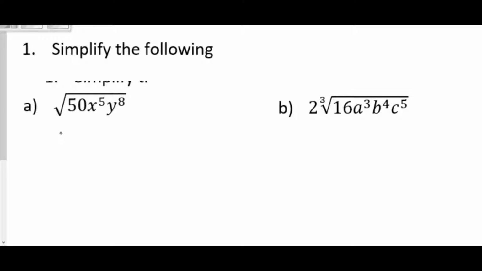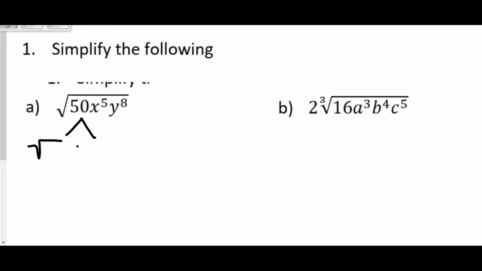So the first one is to simplify the following square root. It's the square root of 50, x to the 5th, y to the 8th. And the way that we think about these is first we go to simplify the number under the radical. So we find the biggest perfect square that will fit into 50. The biggest perfect square that fits into 50 is 25. So rad 25 times rad 2 would give us rad 50.